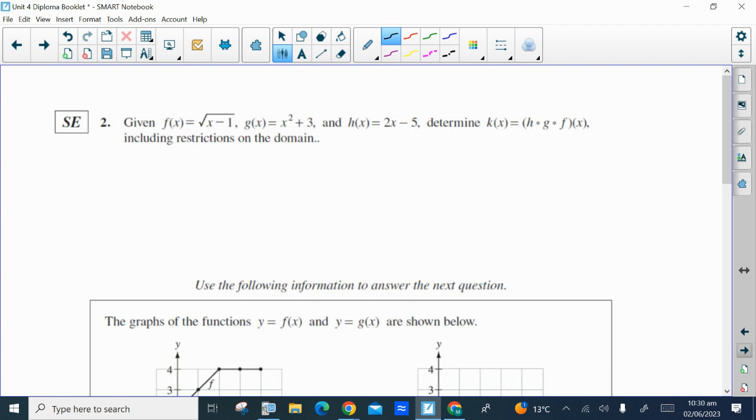So for number 2, you're given f, g, and h. Here you've got 3 functions, and you're embedding h of g of f. So you're going to do 2 embedded functions here.